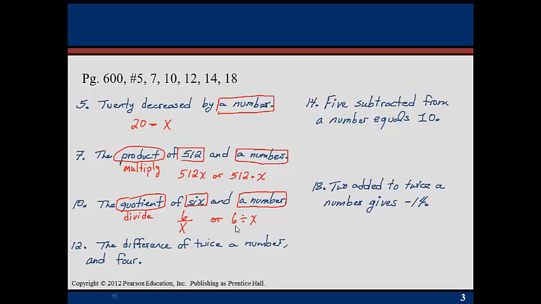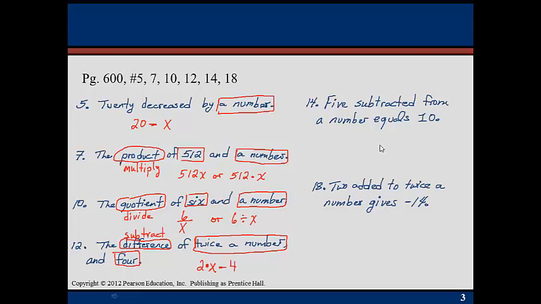And then for number 12, it says the difference of twice a number and 4. So difference means subtract. And the two things we are subtracting would be twice a number and 4. So let's start with twice a number. Twice means 2 times, so 2 times. And then a number is x, so that means 2 times x, or 2x. And then we're going to minus 4. So this is 2x minus 4.